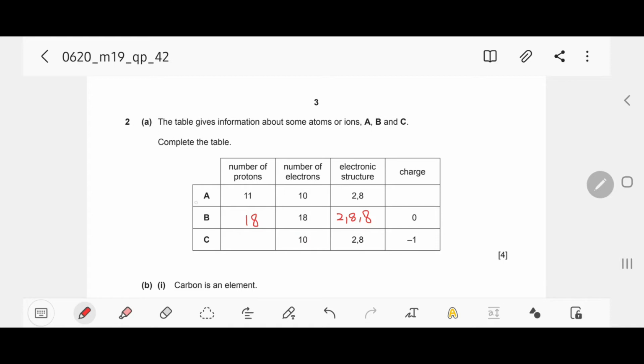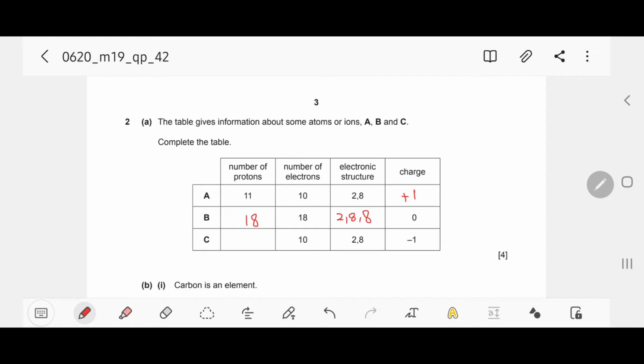If you look at part A, the charge will be positive 1. Why? Because the electrons are 1 less than the protons. So we will write positive 1, because 11 is bigger than 10. How much bigger? It's bigger by 1. So we will write positive 1.